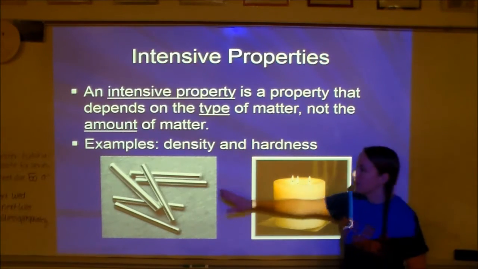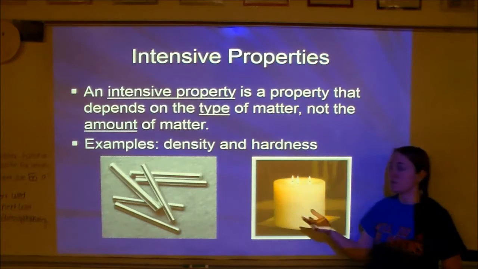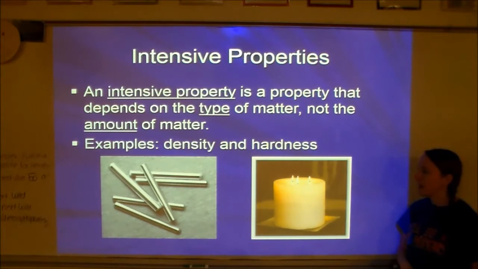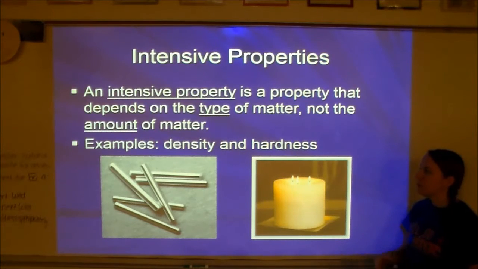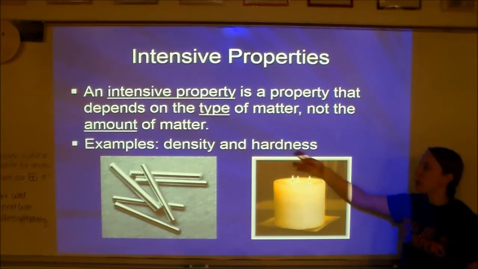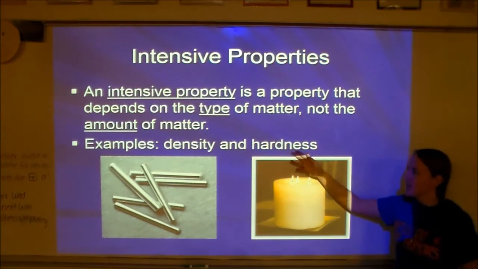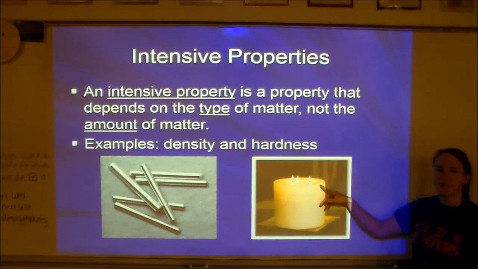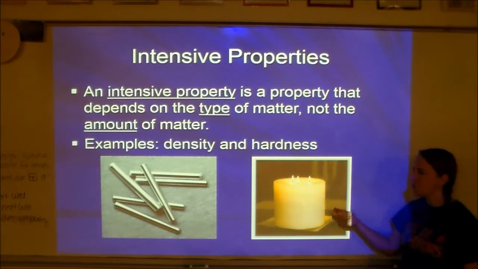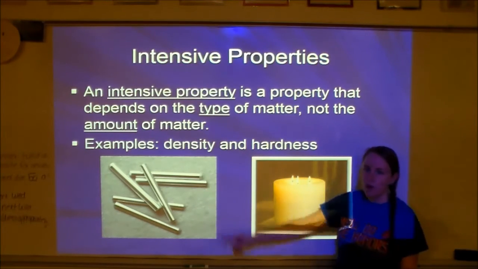Alright, so here we have some aluminum rods, and here we have paraffin wax, which is just candle wax. Okay, so are they going to be of the same hardness? Of course not. The aluminum is going to be much harder than candle wax. I can take my fingernail and scrape away candle wax. I can't do that with an aluminum rod.